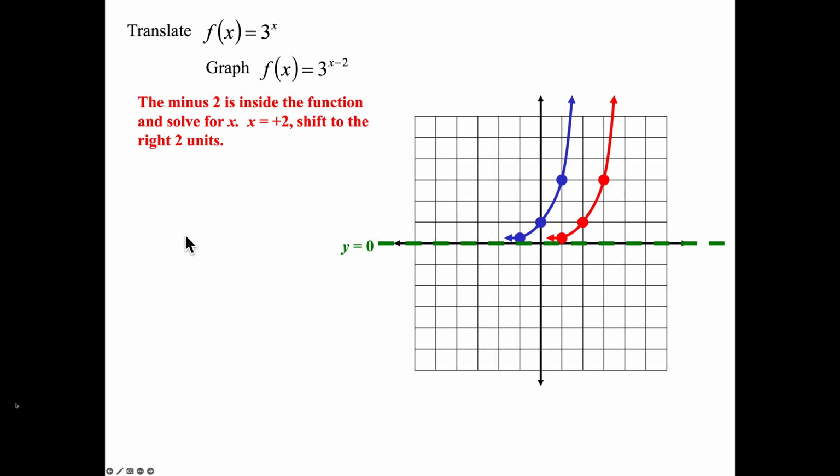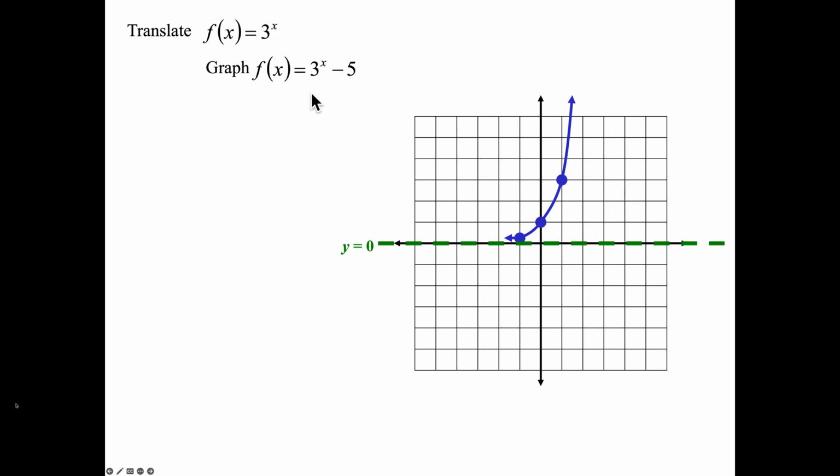In our next example, now we have 3 to the x, but now the -5 is not in the exponent position. It's at the base level. So this is my d value. So all 3 of my points are going to shift down. But before you do that, move the horizontal asymptote first, down 5.